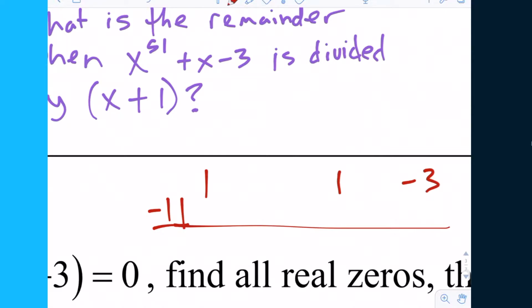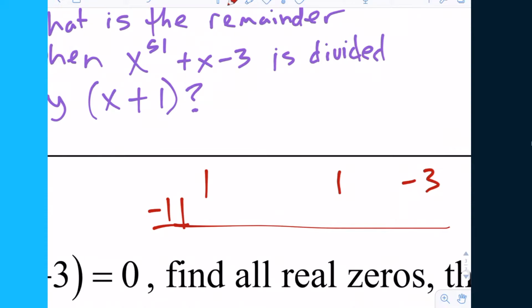So, it would be 1x to the 51st, 0x to the 50th, 0, 49, 0 to the 48, 0, 0, 0, 0, 0, 0, 0, 0, 0, I lost count, crap, let me start over, 0, 0, 0, 0, 1, negative 3. Oh no, y'all want to do it that way? Does that seem reasonable? No, I don't want to do that.